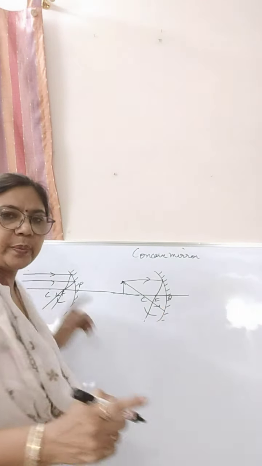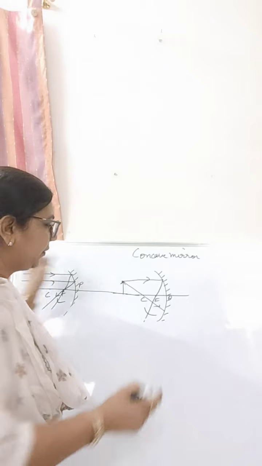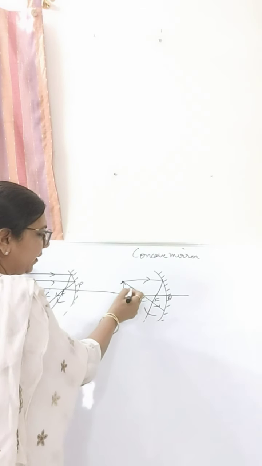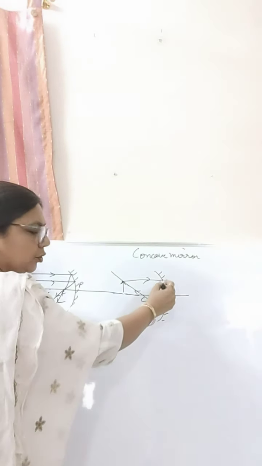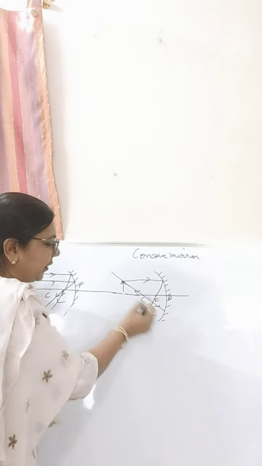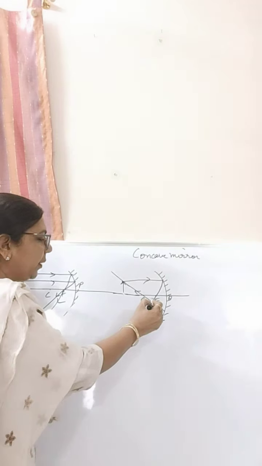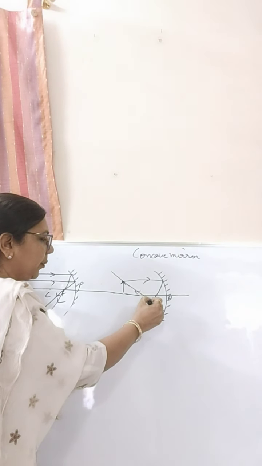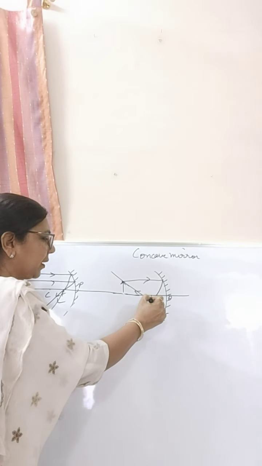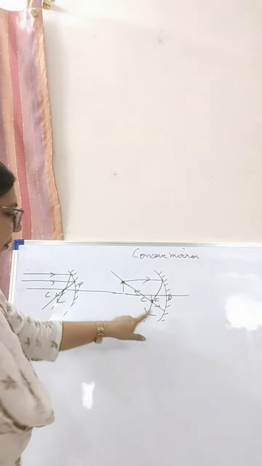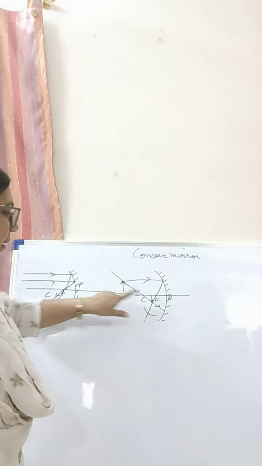Now the ray which is passing through the center of curvature will go undeviated; this will be the reflected ray. So one reflected ray is this and one reflected ray is this. Where are these 2 rays meeting? At this point. So this will be the tip of the image, and from here we will drop the perpendicular. Now this is the image. It is inverted.